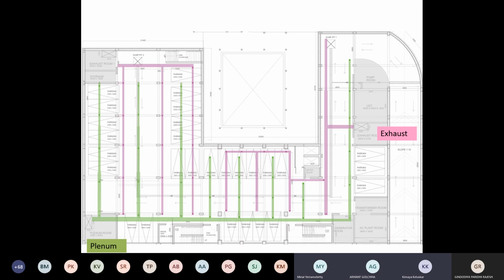So if I take the first one and say A1, A2, A3, A4, with A1 being the farthest from the plenum, what will happen to the A2 duct? It is now going to carry the volume for A2 plus A1. So obviously that duct will be bigger. Then you come to A3, which carries the volume of A3 plus A2 plus A1. That's why my A3 is bigger.